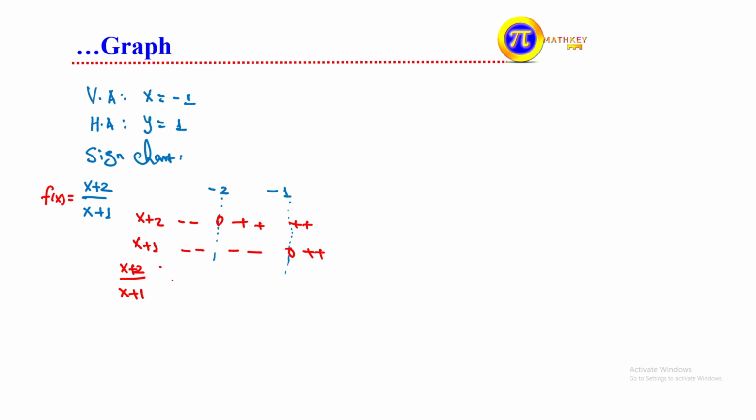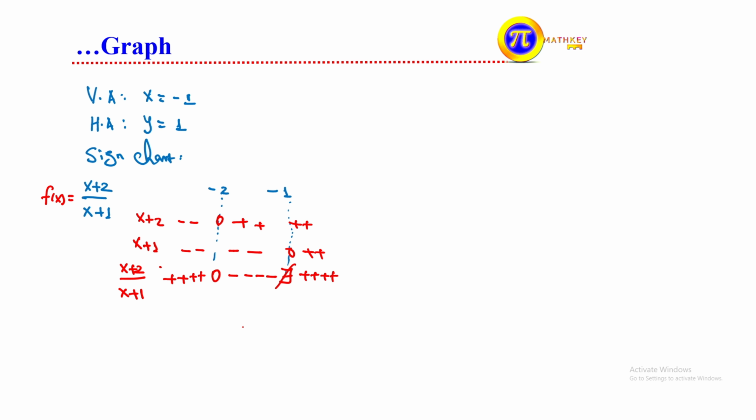For the left of negative 2, it is positive, because negative divided by negative becomes positive. I'll take the next one: at -1, to the right of -2, the numerator is positive, divided by 0, so it doesn't exist. At the right of -1 it is plus, so positive divided by positive is positive.